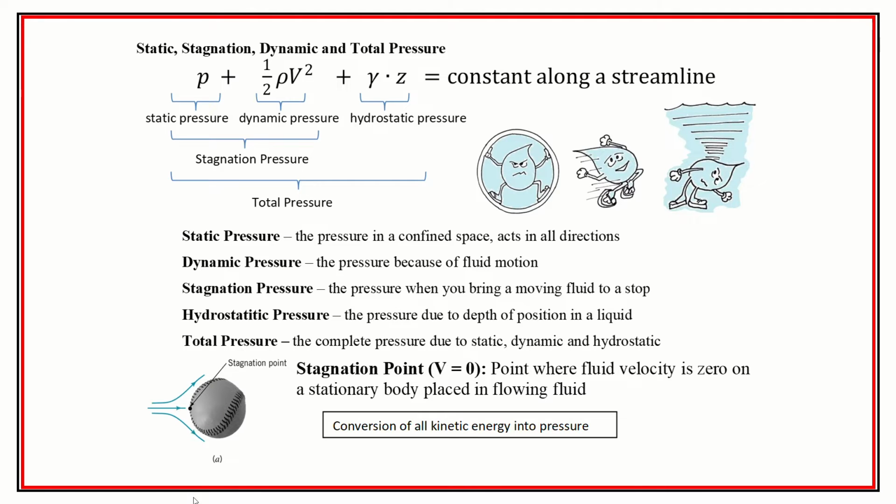Because I wanted to also include types of pressure, I also wanted to talk about, within Bernoulli, some types of pressure that we want to think about as combinations. So we already talked about the static pressure, the dynamic pressure, and the hydrostatic pressure. Together, the static pressure and the dynamic pressure form the stagnation pressure.